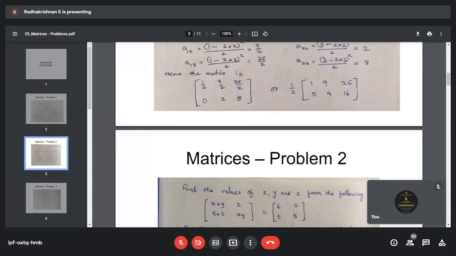So if two matrices are equal, it means each corresponding term is equal. Right? x plus y must be equal to 6. So 2 is equal to 2. If they are given that it is equal, then whatever numbers are given have to be equal. Okay, this 5 plus z is equal to 5, and xy is equal to 8. So using this data, we can determine x, y, and z.